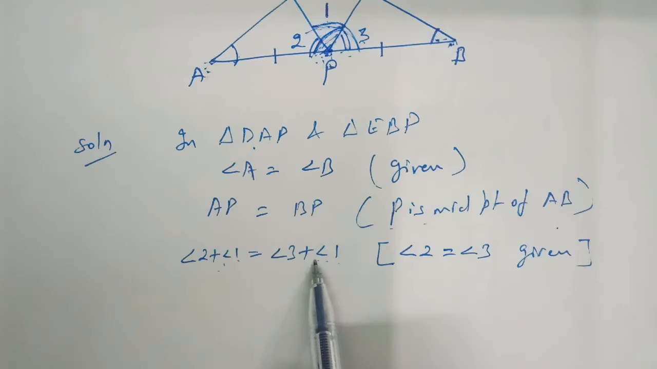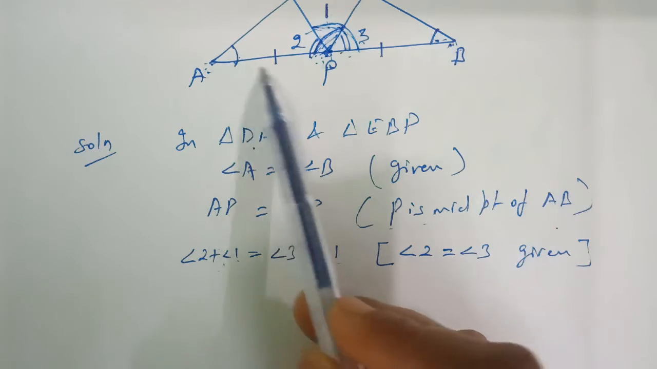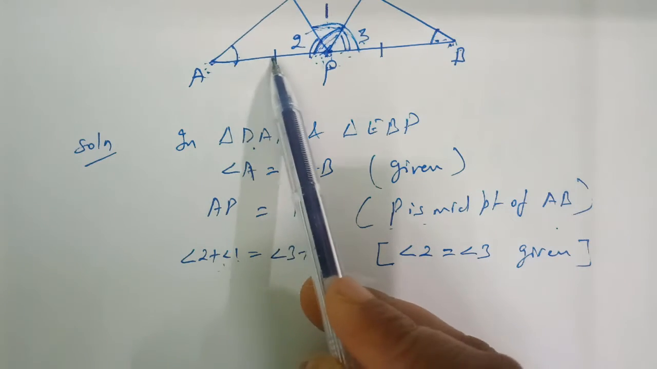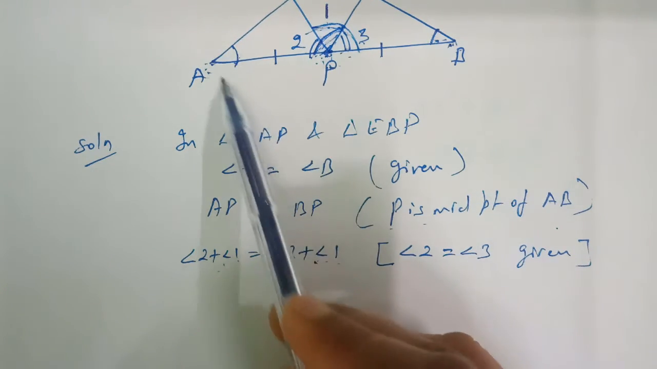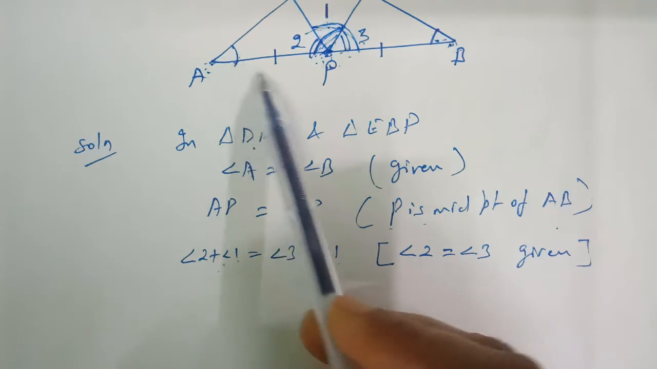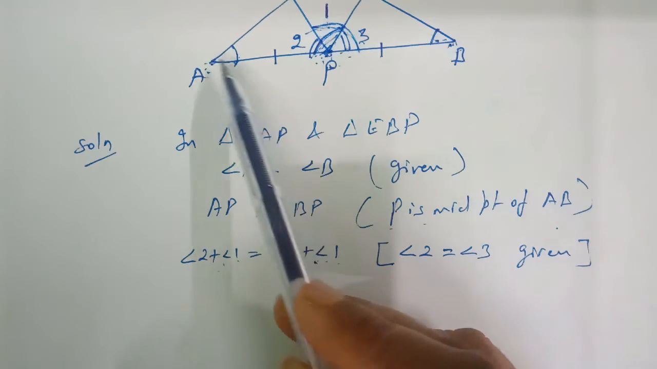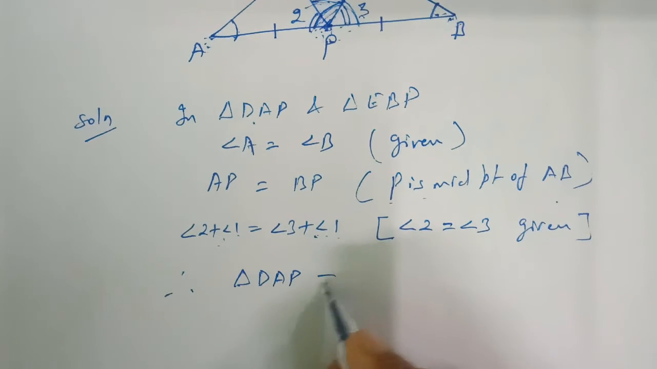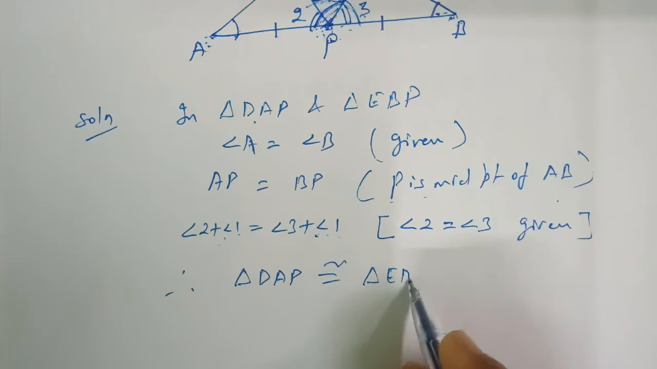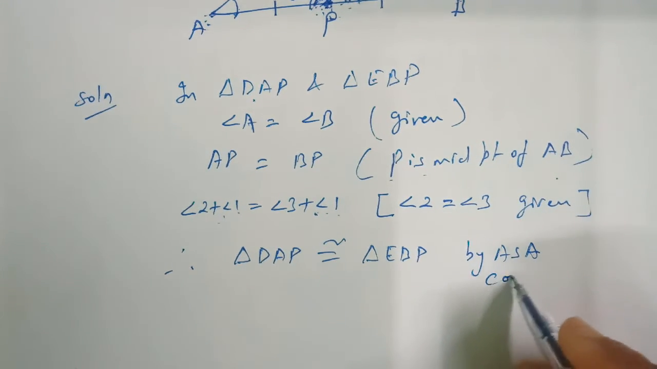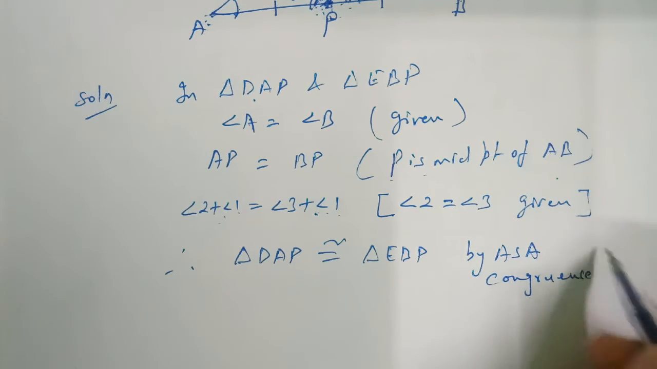So now we have to classify the correct criteria. In triangle DAP we have angle, side and angle. Either from here or this way, clockwise or anti-clockwise, you will get angle, side, angle. From here also angle, side, angle. Therefore we can say triangle DAP is congruent to triangle EBP by which criteria? Angle, side, angle congruency. So this is the first part which we have proved.